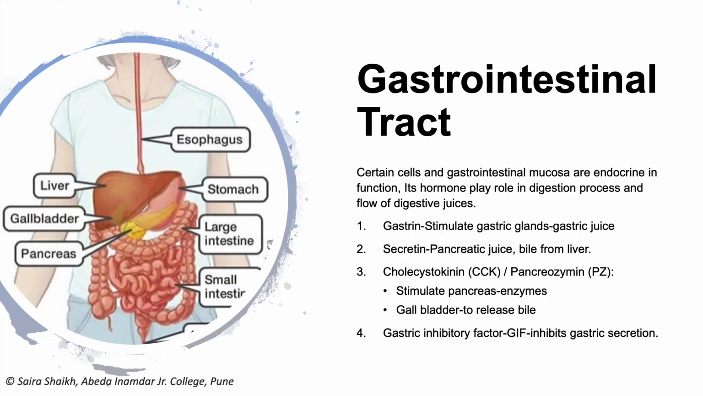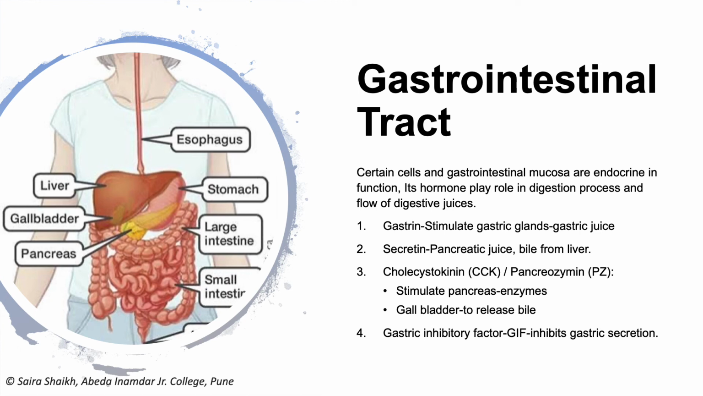The gastrointestinal tract, which includes the gastric region and the intestinal region. Certain cells of the gastrointestinal tract are endocrine in function. They secrete hormones and play an important role in the process of digestion, as well as being responsible for releasing the different digestive juices. The gastrointestinal tract secretes four important hormones: gastrin, secretin, cholecystokinin, and gastric inhibitory factor. We'll see their roles one by one.